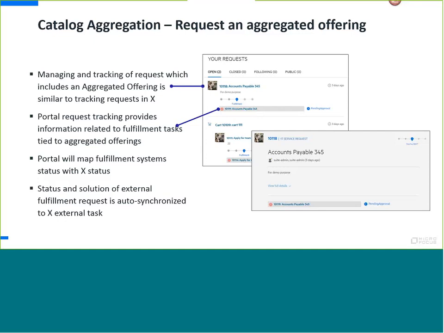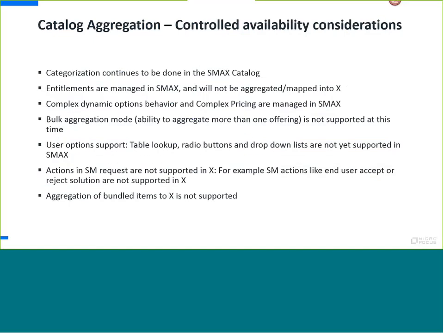There are some considerations that you should be aware of when it comes to controlled availability. One of the first considerations is the fact that we do not aggregate categorization yet. That means you need to select which category the catalog item will be aggregated to, and then manage your categorization in this SMAX catalog manually. We do not aggregate entitlements also, so you will need to reset the entitlements in the SMAX backend. It will work exactly the same way your SMAX offerings work currently.